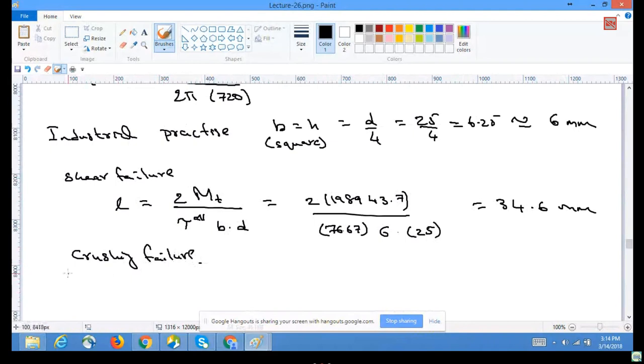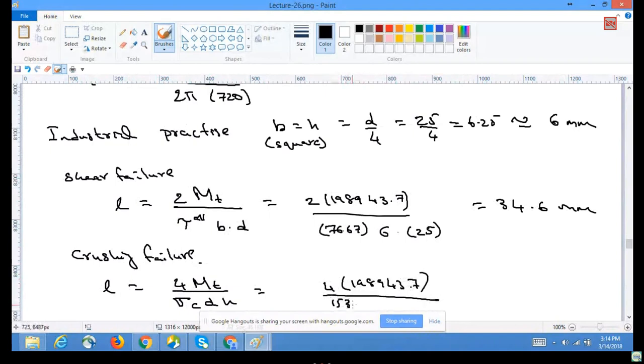crushing failure says that 4 MT divided by sigma c d h, so 4 into 198,943.7 divided by 153.3325 into h, where h is equal to 6 mm because it is square. So that also gives us 34.66 mm.